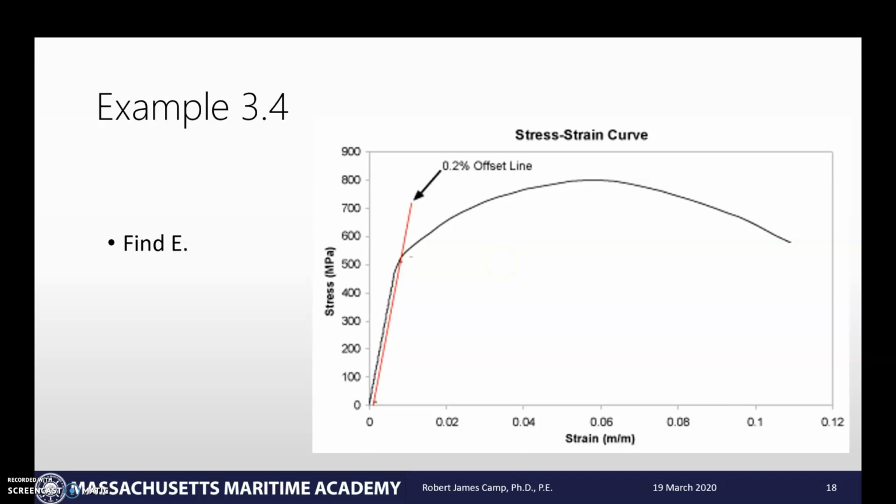As I look at this, it is given to me in metric units, and I can tell because stress is in megapascal, strain is in meters per meter. So I want to find E. Well, how do we find E? E is the slope of the line.